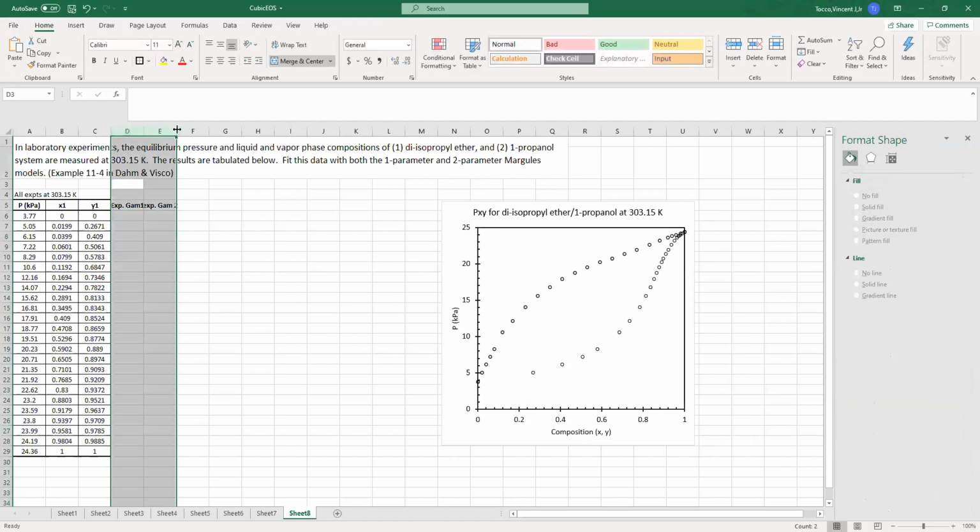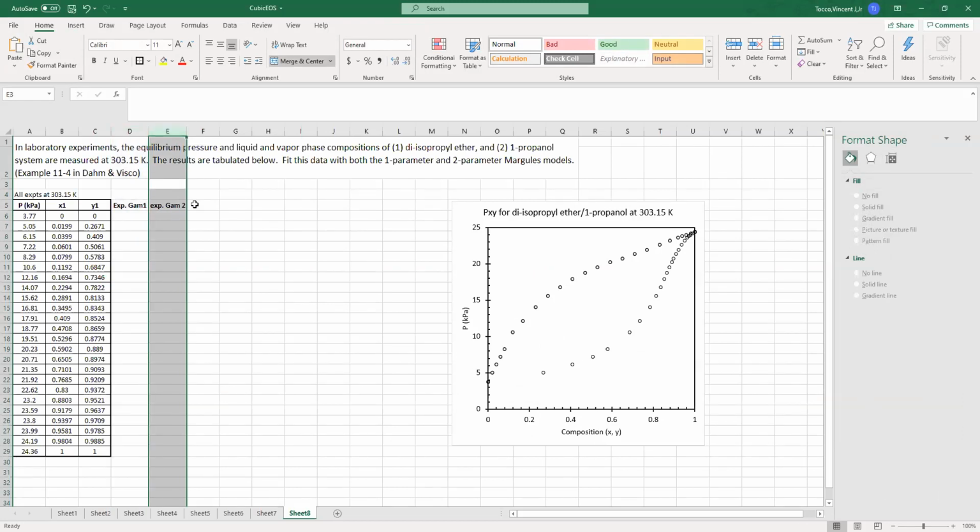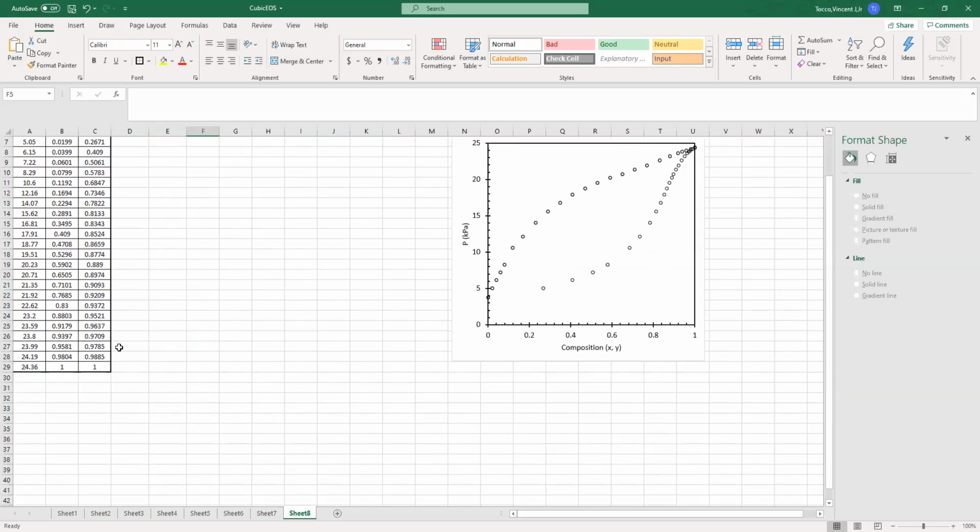All right, and how do we calculate these? So recall that the modified Raoult's law gives gamma 1 equal to y1 times P divided by x1 times the vapor pressure. So first, I have to figure out what the vapor pressure is for both components at 303 Kelvin. This is going to require the use of the Antoine equation to calculate what the vapor pressures are.